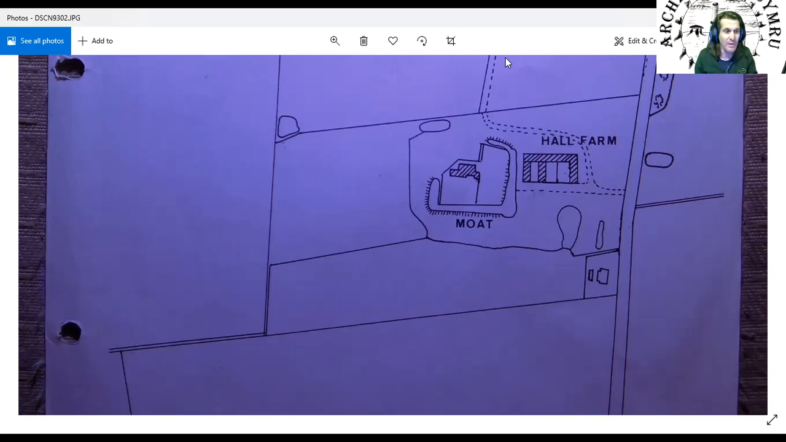Even people who lie about the past, they're getting their information from somewhere. But we're talking about maps.